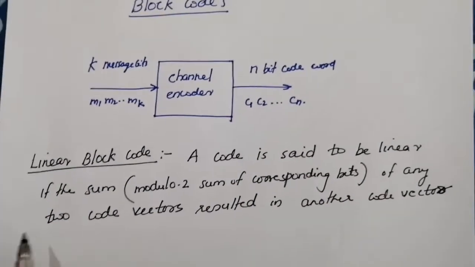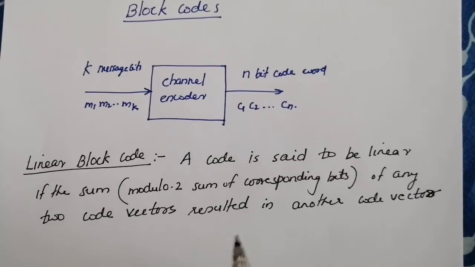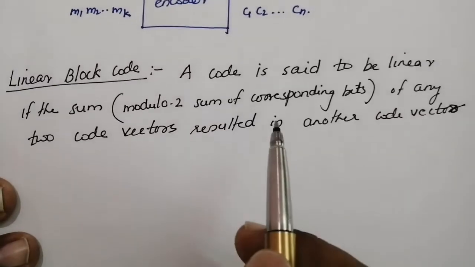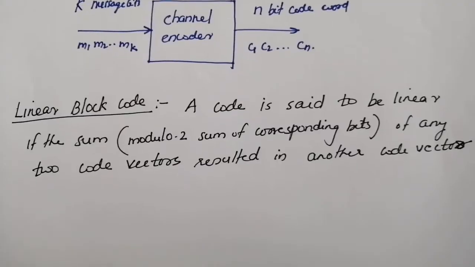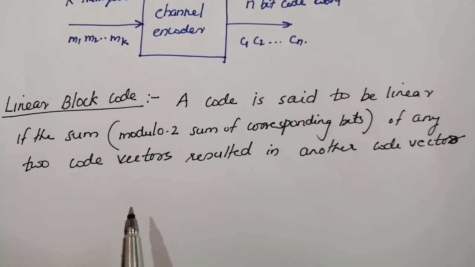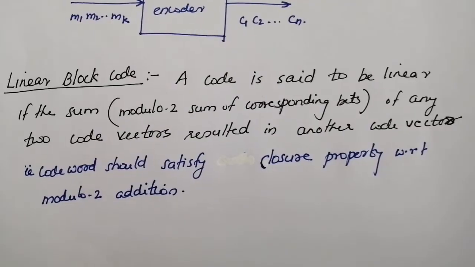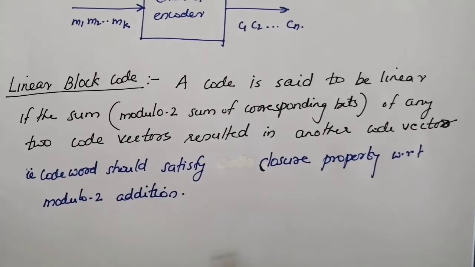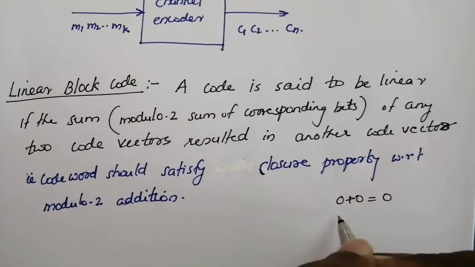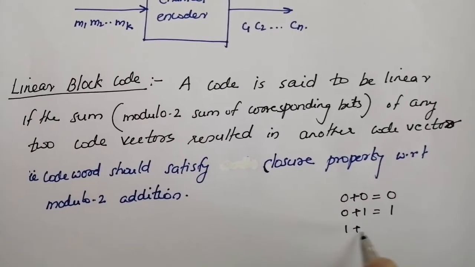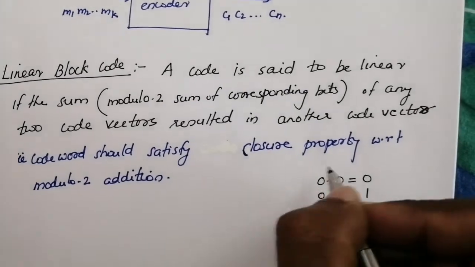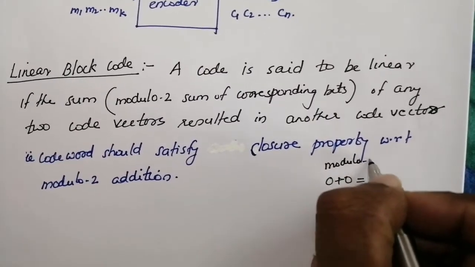A code is said to be linear if the sum of any two code vectors results in another code vector. Sum is modulo-2 addition of corresponding bits. That is, code words should satisfy the closure property with respect to modulo-2 addition. Now, what is modulo-2 addition? In modulo-2 addition, 0 plus 0 equals 0, 0 plus 1 equals 1, 1 plus 0 equals 1, 1 plus 1 equals 0. This is modulo-2 addition.